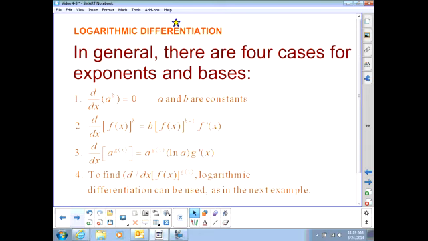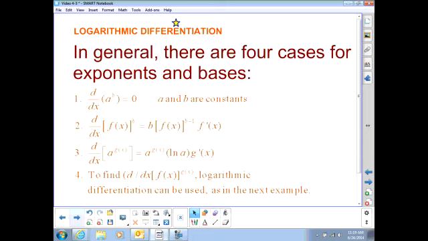If you have a number raised to a number, like 2 to the third, well, 2 to the third is just 8. That's a constant. That's easy. Derivative of a constant is 0. If you have something with variables raised to a number, well, that's just power rule. Bring the exponent out front. Exponent goes down 1. If you need to do chain rule, multiply by derivative of the inside.